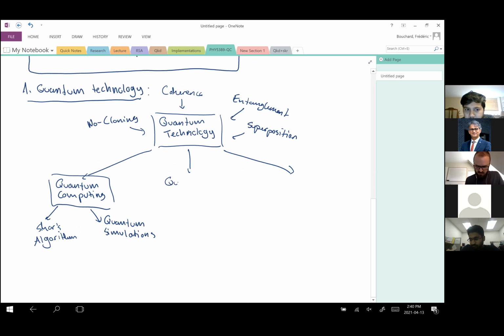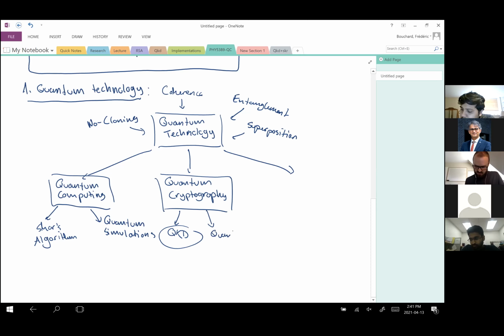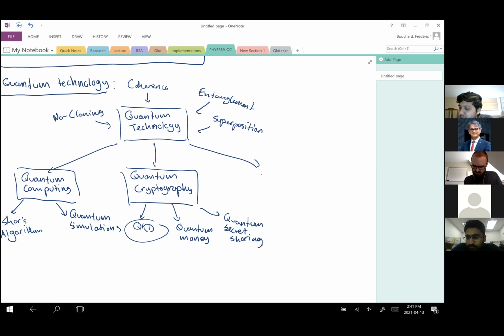The second one is quantum cryptography or quantum communication. In this case, you have things like quantum key distribution, or QKD. This is the one we're interested in. But there's also things like quantum money, which was actually introduced before QKD. Something else would be quantum secret sharing. Anything that has to do with privacy, or if you want to communicate secret information, has to do with quantum cryptography.